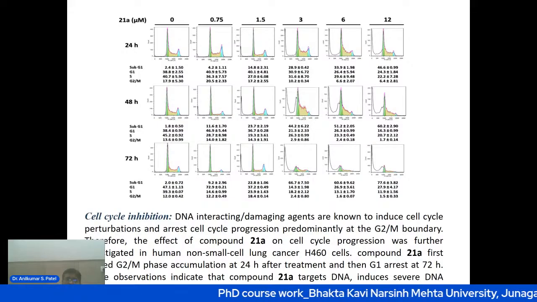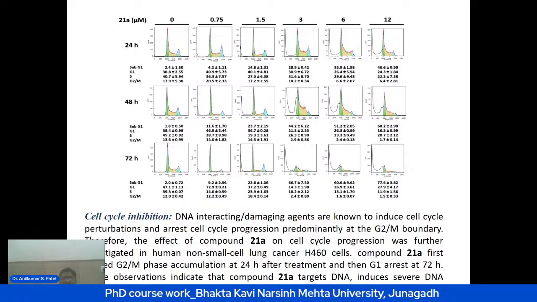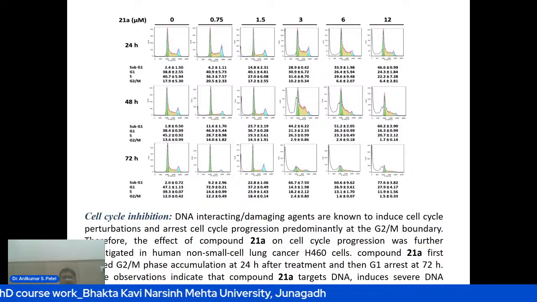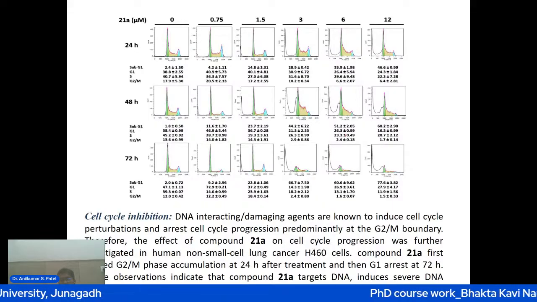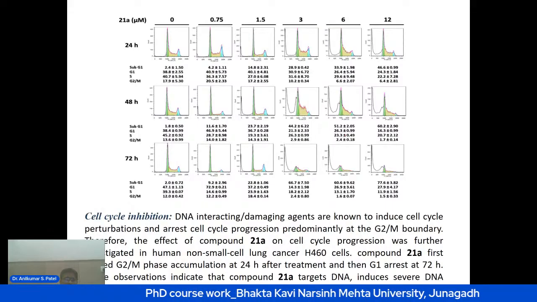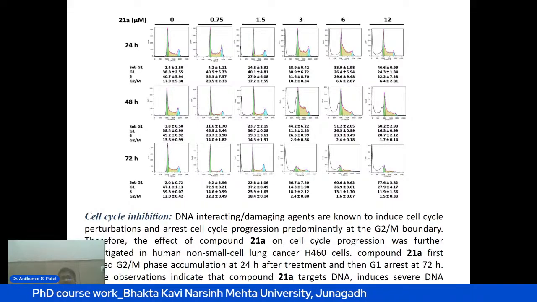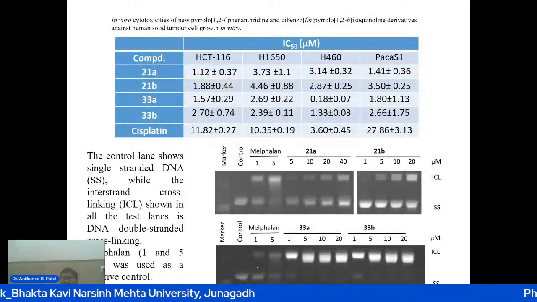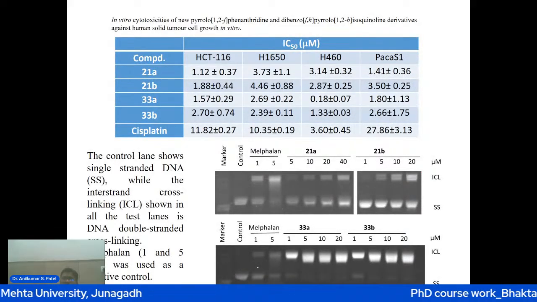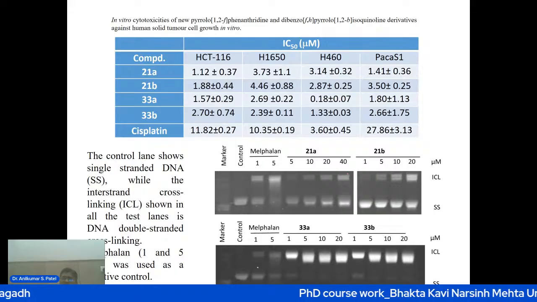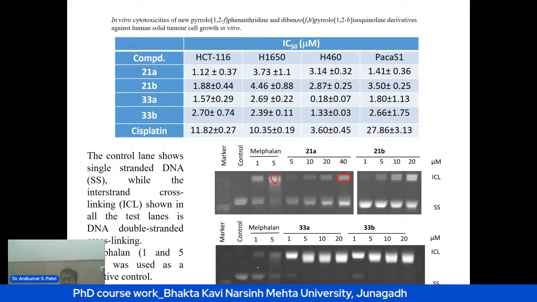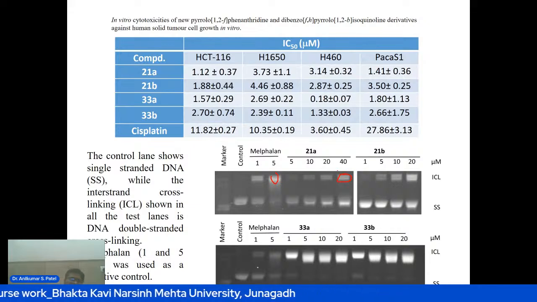Now this is one type of mechanism. We have checked DNA cross-linking, we have checked cell cycle inhibition, and then after we have also checked apoptotic cell death. So we checked apoptosis, but we found that our compound 21A gives a little bit of cross-linking, but it is more potent than melphalan, though we have taken a higher concentration, 40 micromolar, than the standard one.